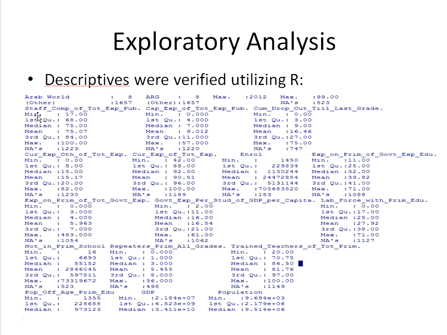We verified our descriptives utilizing R. So as you can see over here, for each of the variables, we have things like a minimum value, the median, the mean, and the maximum value for each of the different variables.